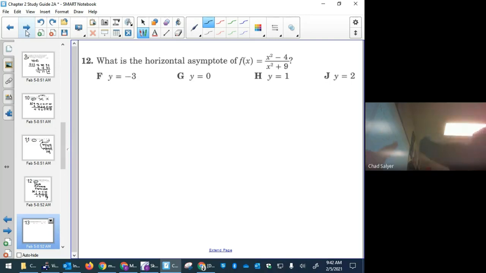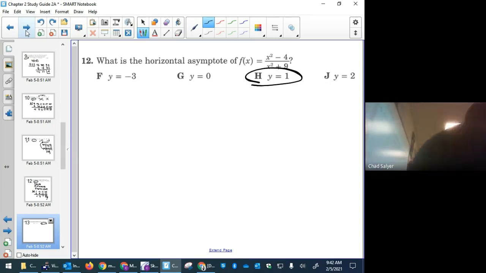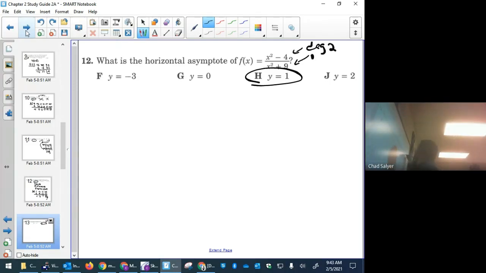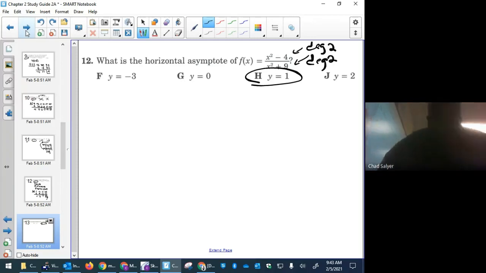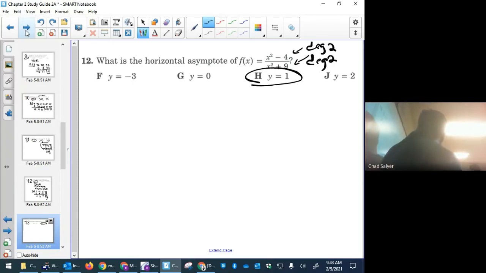So the degree of the numerator and the degree of the denominator are what we're concerned with. The degree of the numerator higher means there is no horizontal asymptote. The degrees the same means it has a horizontal asymptote at the ratio of the leading coefficients. And finally, if the degree of the denominator is higher, it has a horizontal asymptote at y equals 0. In this case, they're the same. So the ratio of the leading coefficients, that's 1 over 1, which is y equals 1. Because the degrees are equal. So we look at the ratio of the leading coefficients. 1 over 1 is 1.